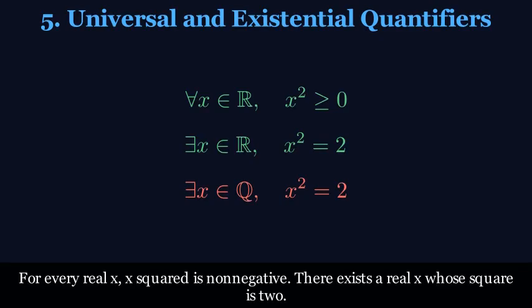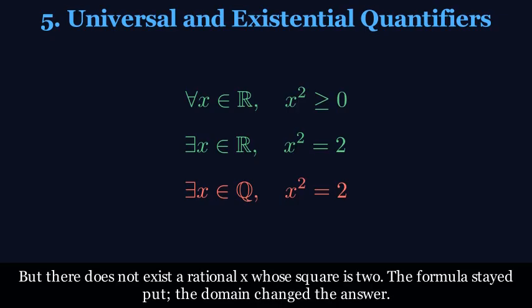For every real x, x squared is non-negative. There exists a real x whose square is 2. But there does not exist a rational x whose square is 2. The formula stayed put. The domain changed the answer.